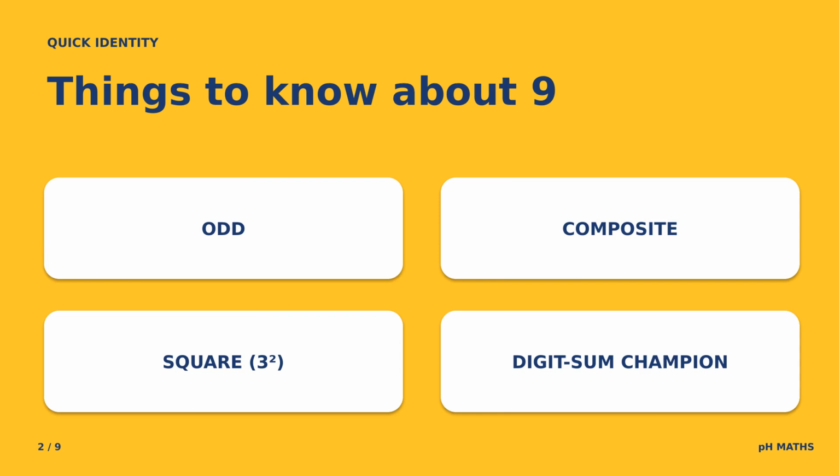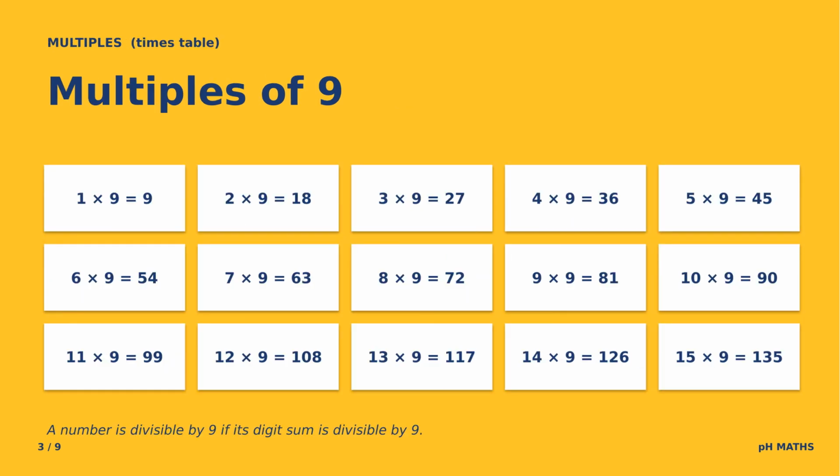Quick identity check. 9 is odd. 9 is composite. 9 equals 3 times 3. 9 is a perfect square, 3 squared to be exact. And 9 is the digit sum champion. We'll come to that in a minute. 9 is the largest single digit, and it's also the last square number you'll see before you cross into 2-digit territory. Multiples of 9: 9, 18, 27, 36, 45, 54, 63, 72, 81, 90.